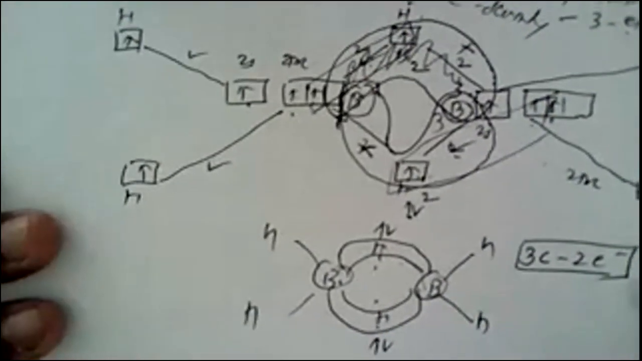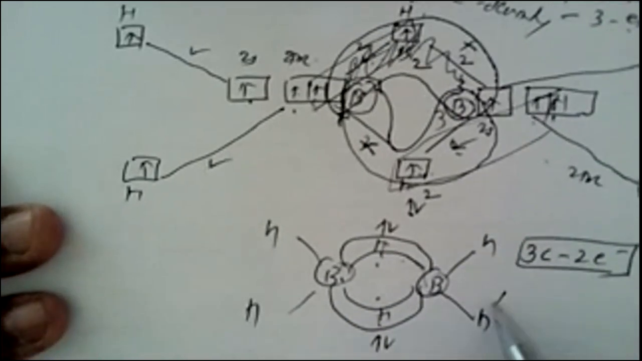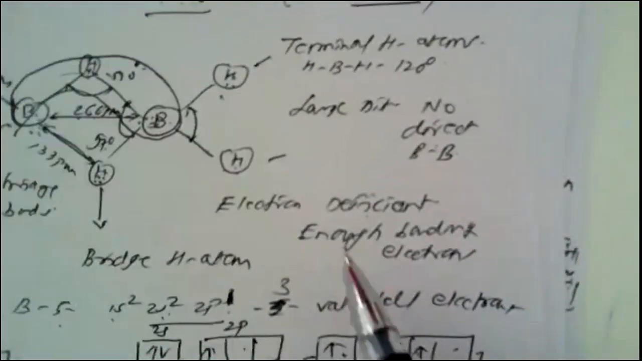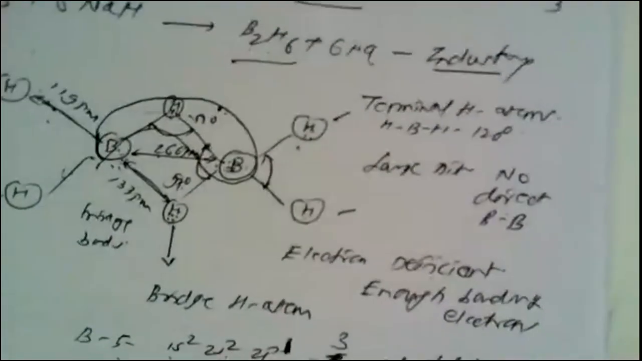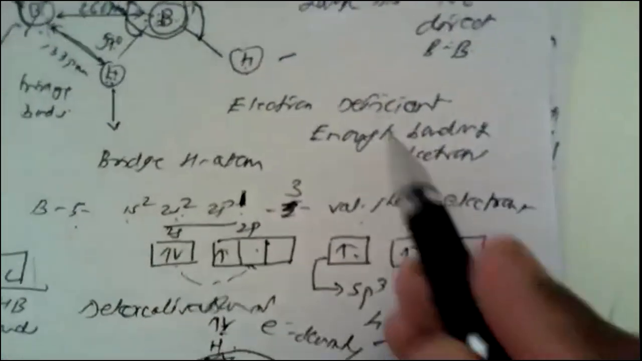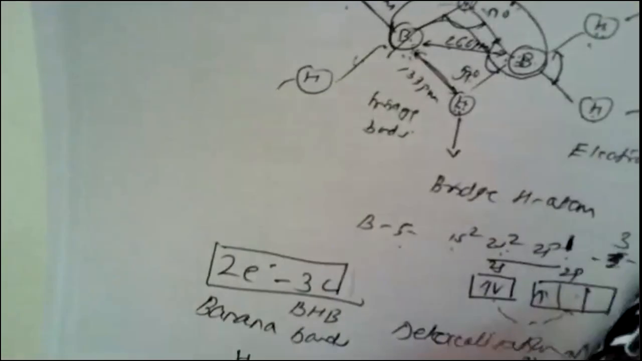So whenever banana bonds are observed in any compound, it is definitely electron deficient. So for this reason, in the beginning I told you that this is the molecule where we can find that there are not enough bonding electrons available, hence this is electron deficient.